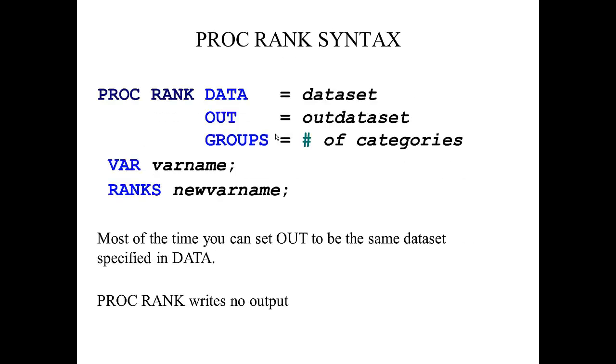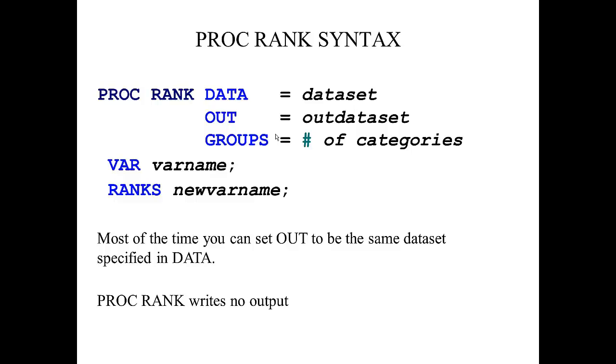So here is the syntax for PROC RANK. Data is the input data set. The out option is the output data set that will contain the new variable or variables. Since this data set will also include all variables in the original data set, you can usually specify the out data set to be the same as the input data set specified in data. And I would do that only when you're working with temporary data sets.